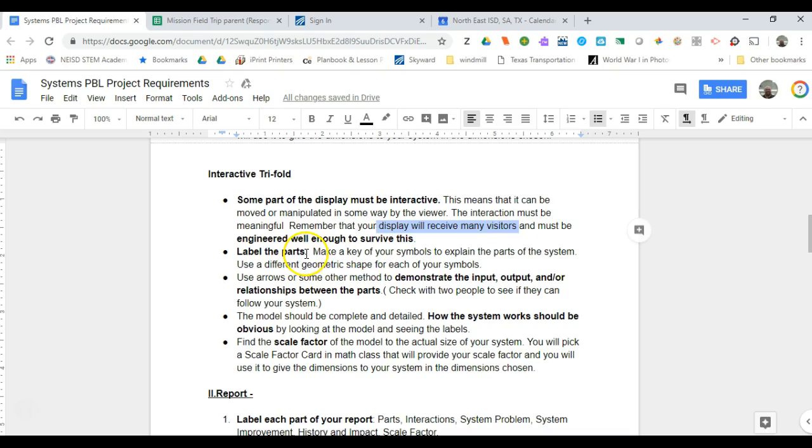All right, label the parts. That's the same as all the other stuff. Demonstrate the input and output. That's the same as all the other requirements. How the system works being obvious is also the same, and the same issues with your scale factor. That should all be on your trifold presented there in your system. So if you're using a trifold to present your system, that's fine, but it needs to be obvious, and all the other categories, or bullet points in this case, must be taken care of.